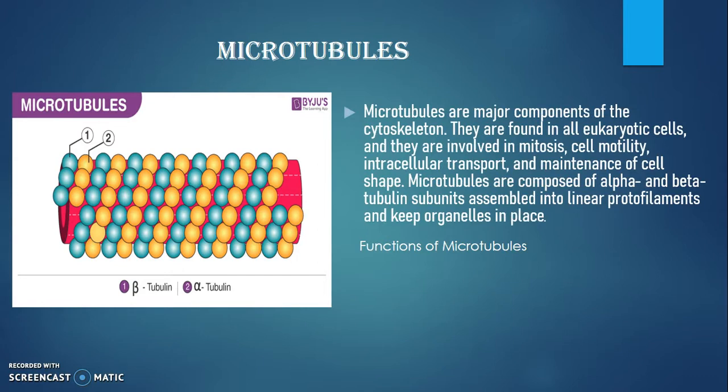Microtubules are a major component of the cytoskeleton. They are found in all eukaryotic cells and are involved in mitosis, cell motility, transport, and maintenance of cell shape. Microtubules are composed of alpha and beta tubulin subunits assembled into linear protofilaments and keep organelles in place.